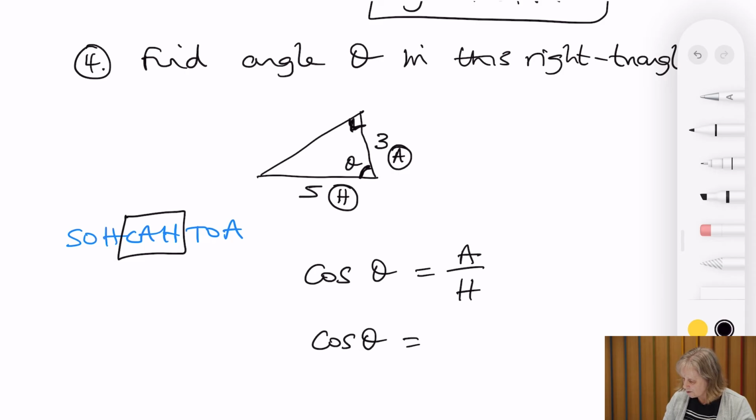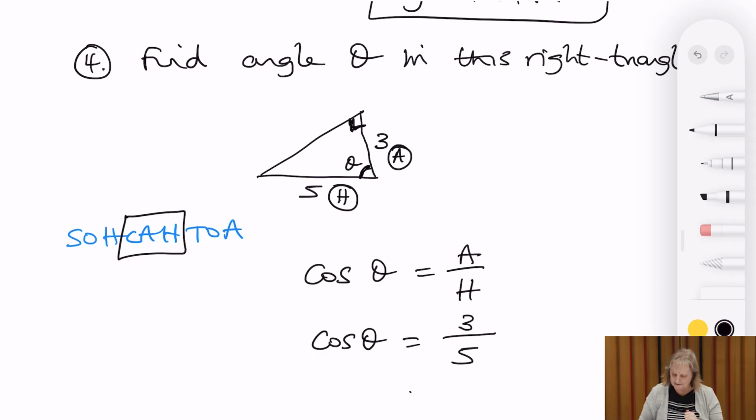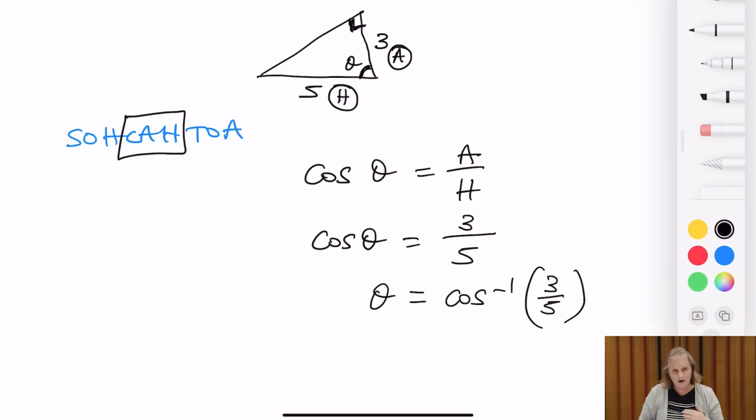Theta is what we want to find, so we're just going to leave that. The adjacent we've identified is 3, the hypotenuse is 5. Okay, so now we have this calculation. Cos theta is equal to 3 over 5, or 3/5. Now, to find theta now, we have to use the opposite of cosine, which is inverse cosine. And we would write it like this. So now our angle that we want to find in degrees is the inverse of cos of 3 over 5.